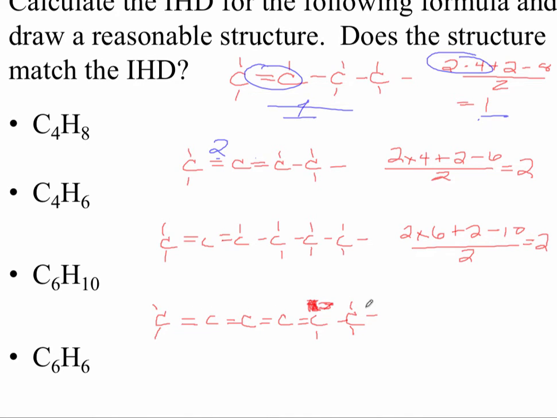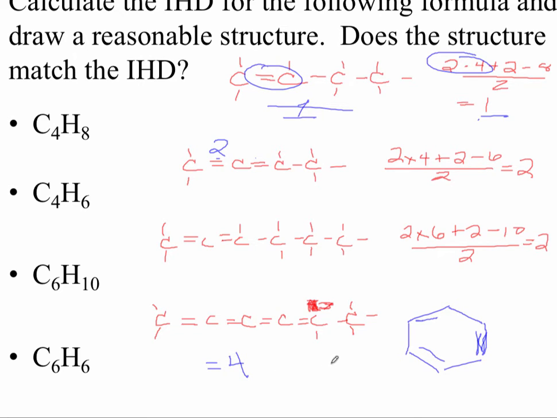Okay, looking at C6H6, this is one structure that you could draw. And we have 1, 2, 3, 4, an index of hydrogen deficiency of 4. The other thing that you could have drawn for this structure is the benzene ring. All right, here you have 1, 2, 3 double bonds, so that's 3. Plus you have that cyclical ring. So this should have an index of hydrogen deficiency of 4.